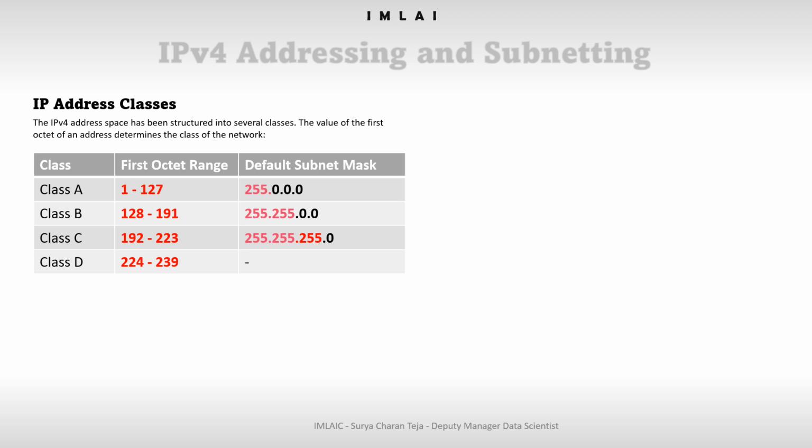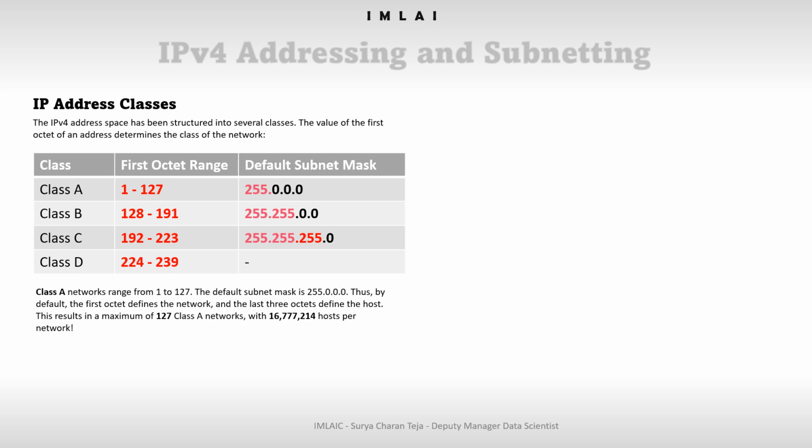If you look at the default subnet mask, in class A only the first octet identifies or defines the network. In class B, the first two octets define the network. In class C, the first three octets define the network, whereas in class D there is no specific default subnet mask. Now let's deep dive into each class, beginning with class A.